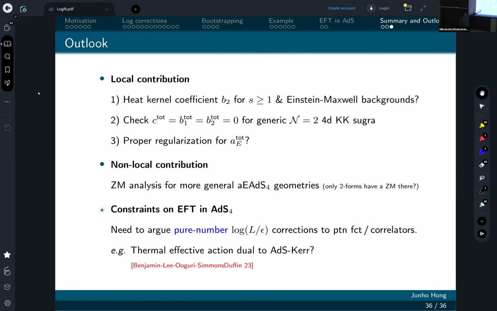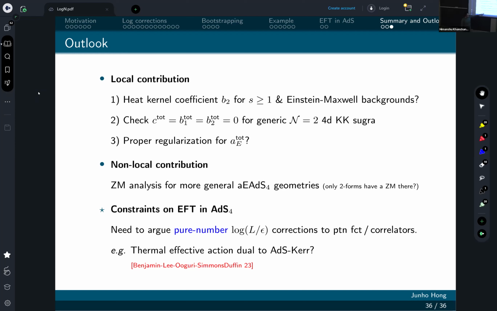remember that the key statement is that somehow we need to argue that the logarithmic contribution to the partition function should be a pure number. When you have supersymmetry greater than or equal to N=2, you could do this by localization. But what if we don't have supersymmetry? So there's no proof for that, but there are some possible directions. One is what I just mentioned to be found.